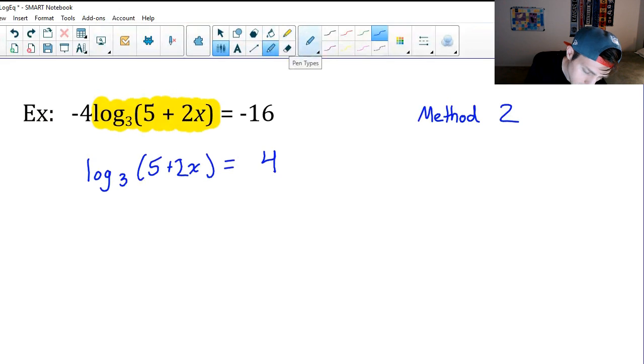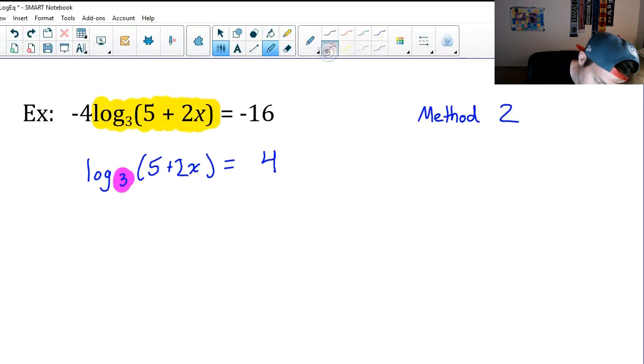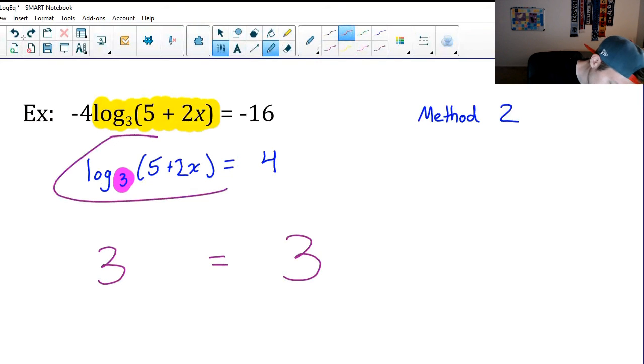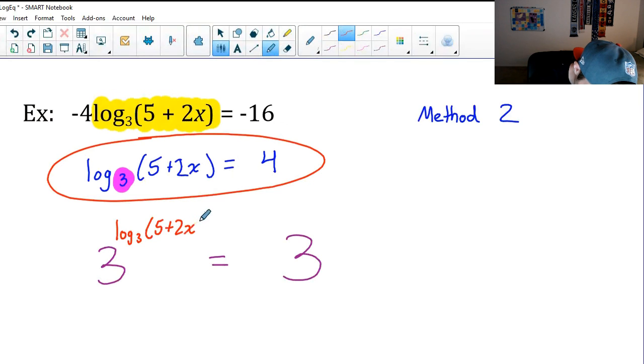Now, since I see that the base of the logarithm is 3, I'm going to choose to make an exponential of base 3. It has to be the same as the logarithm. So I'm going to put a 3 on both sides. All this stuff that was originally just my equation is now going to get moved up into exponents. So log base 3 of 5 plus 2x equals 3 to the power of 4.